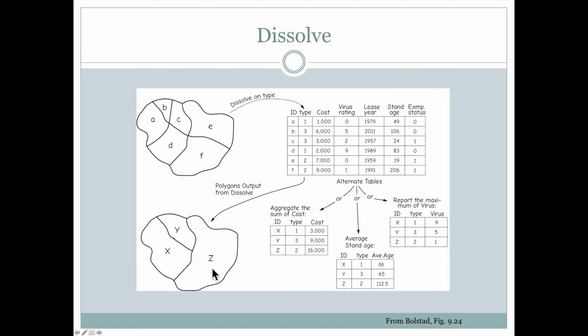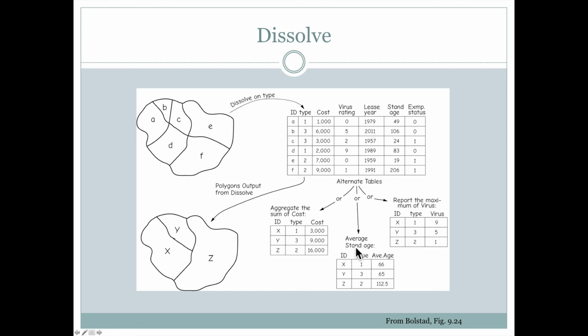That's the default. However, we can do whatever we want during dissolve as far as how we're going to deal with this. This once again shows the sum here. So these values are the same as we've seen before. But if we wanted to, we could also take a maximum value. This time we're taking not the cost, but the virus rating. So if we take a look at X here, which was summed from polygon A and D, then we can see that the virus rating here was 0 and the virus rating here was 9. So the maximum in this case would be 9.